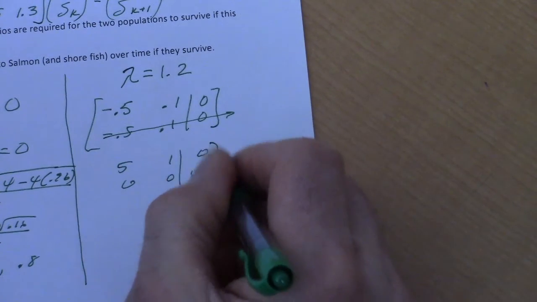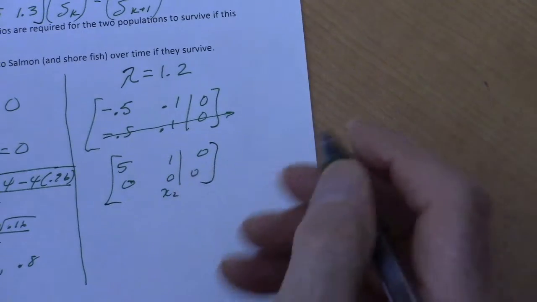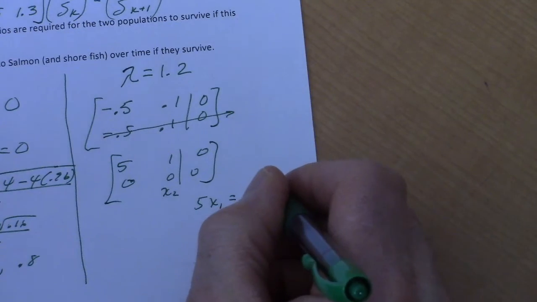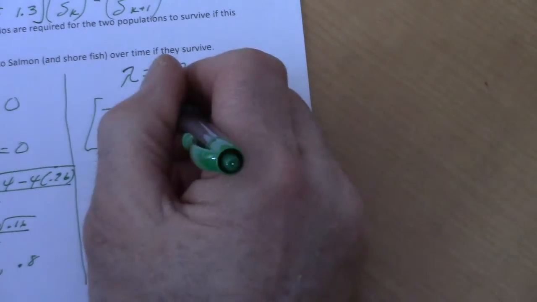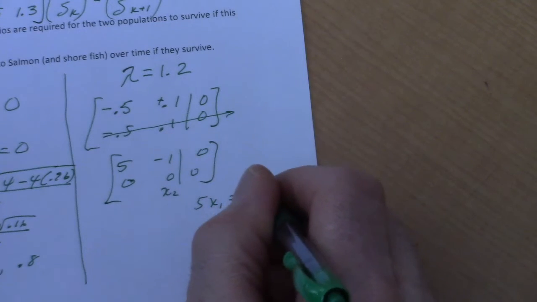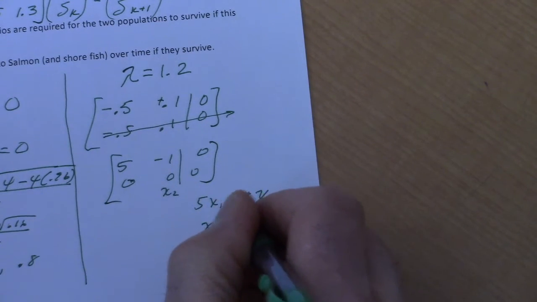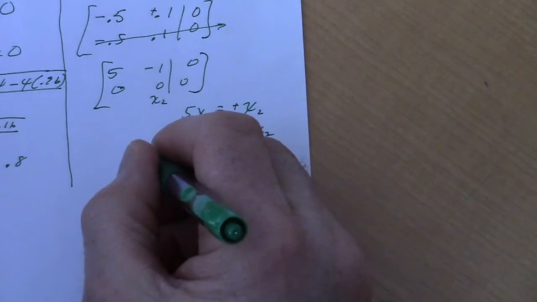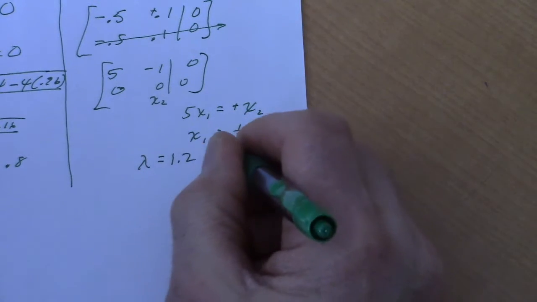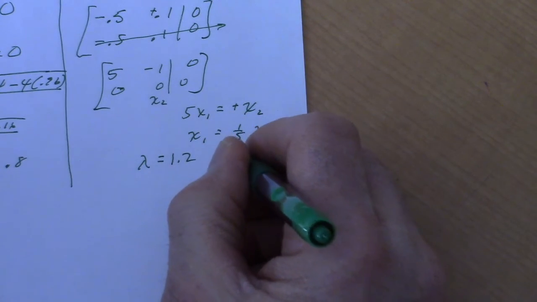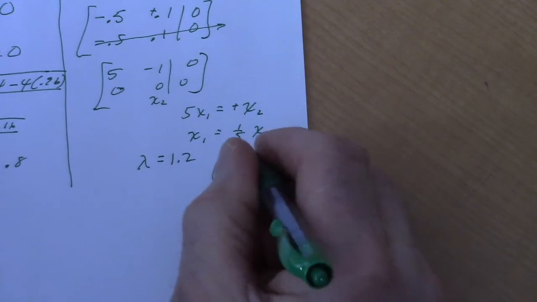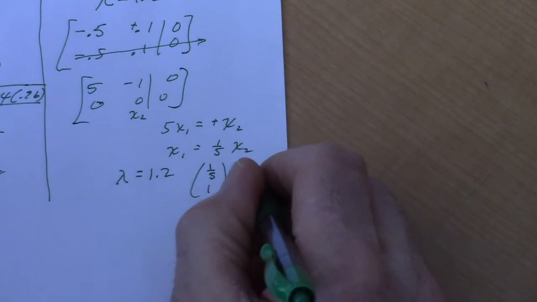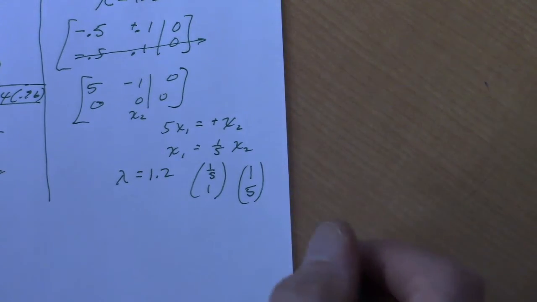And of course our free variable is x sub 2. So 5x sub 1 is equal to negative 1. No, I'm sorry, we multiplied by negative, so that would have been a negative there. That should be a positive x sub 2. So x sub 1 is equal to 1/5 x sub 2, and x sub 2 is free. So for lambda equaling 1.2, we get the basis vector 1/5 for x sub 1 and 1 for x sub 2. We could just multiply that by 5 because it's any vector in the eigenspace. That would be 1, 5. We could use that as a basis vector also.